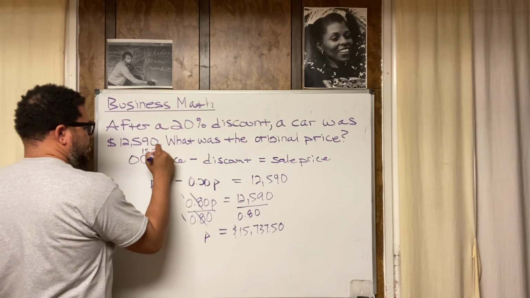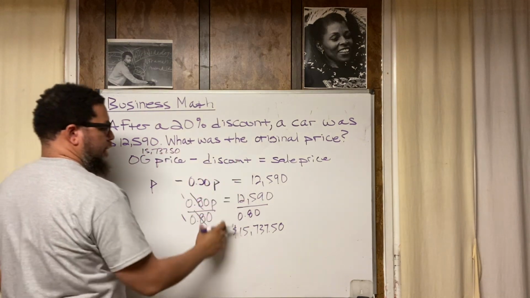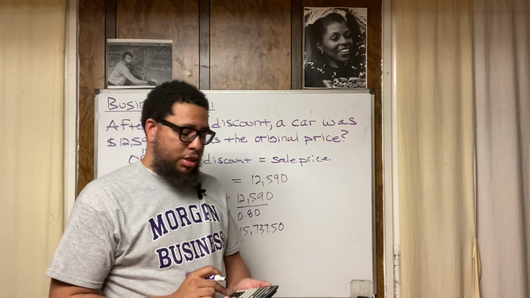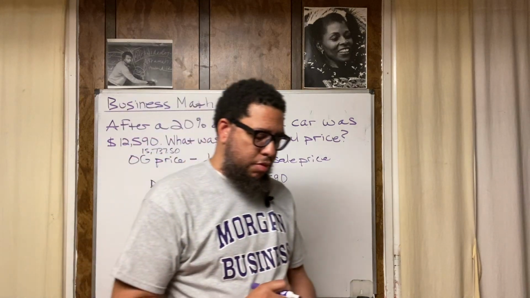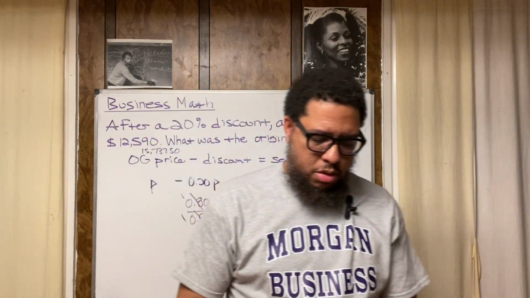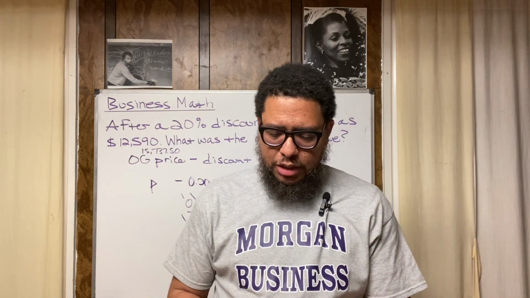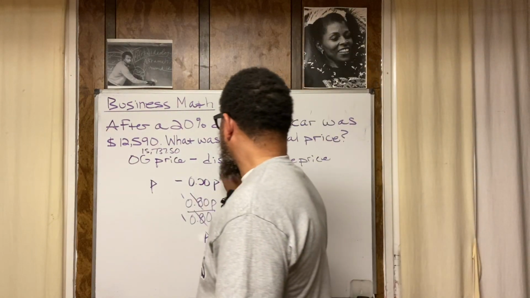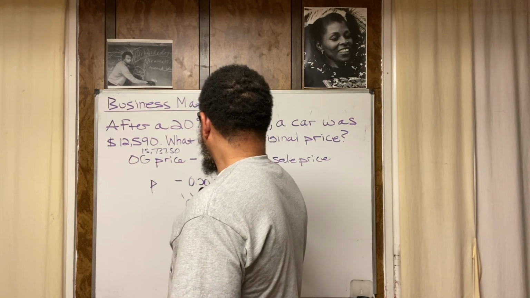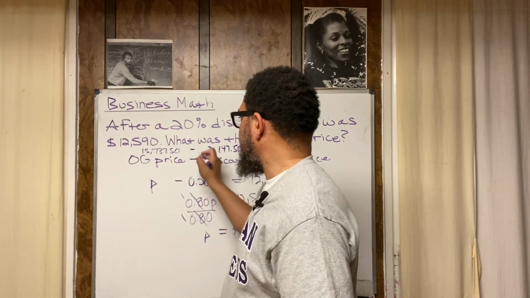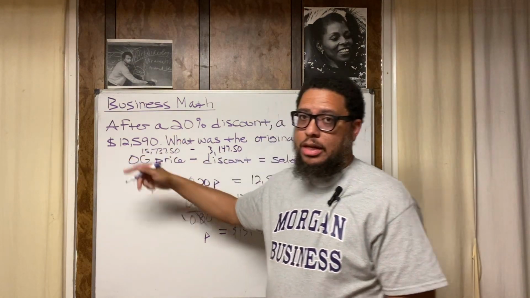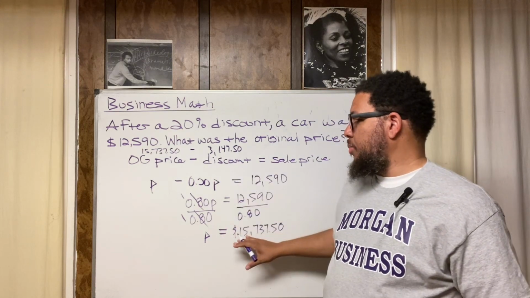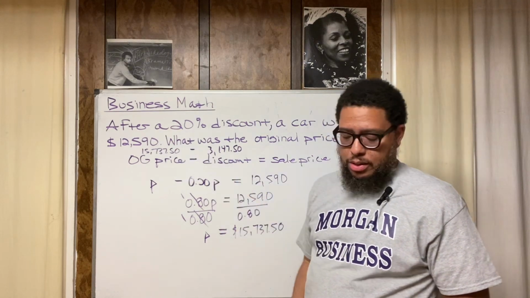So 15,737.50. Now, what's 20% of this? Go back to the calculator. Again, 0.2 is the same thing as 20%. 0.2 times the original price. 15,737.5. Made a mistake, there we go. $3,147.50. Now, if I subtract this from that and I get 12,590, that means my answer is right. If I don't, that means either my work is wrong somewhere up here or my check is wrong somewhere.